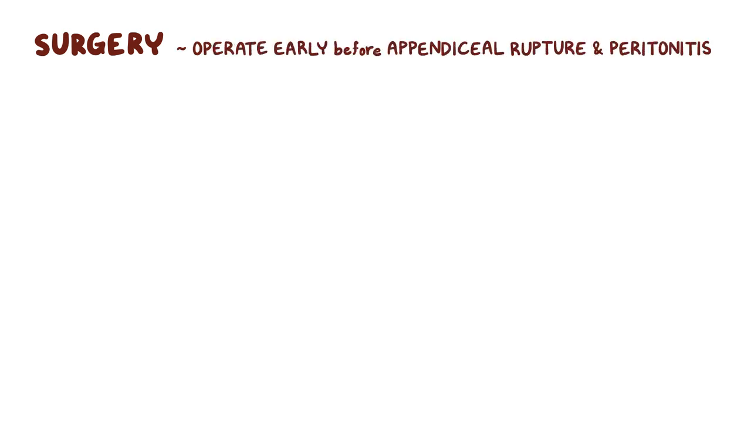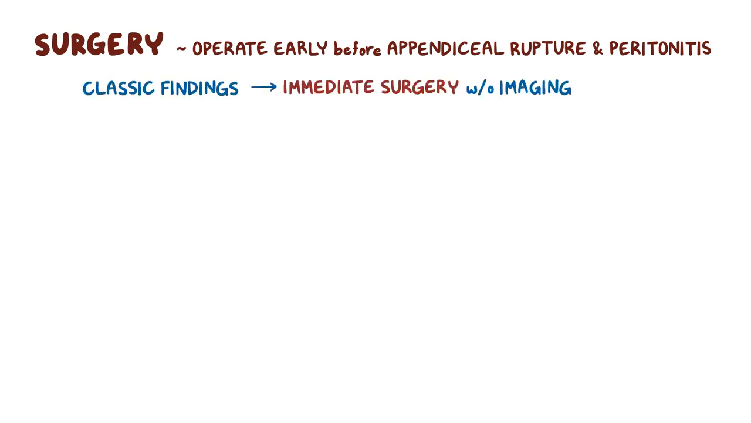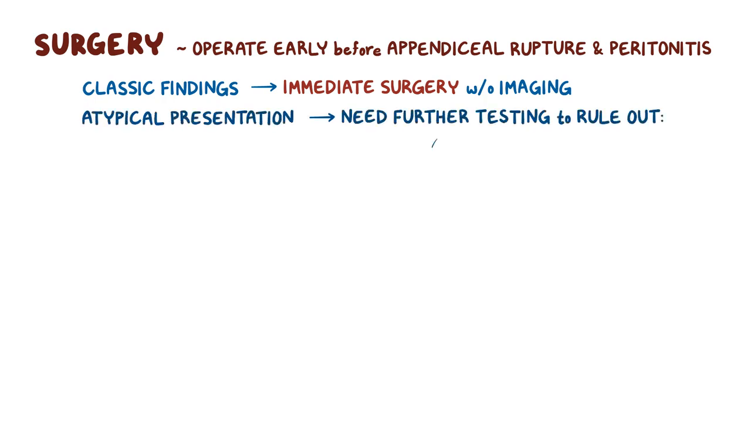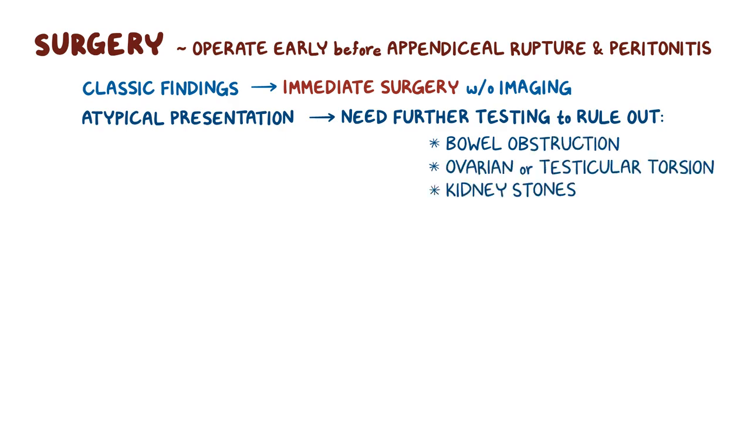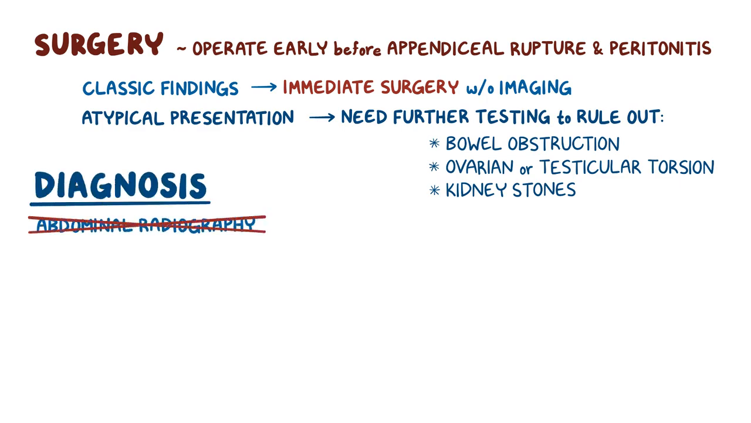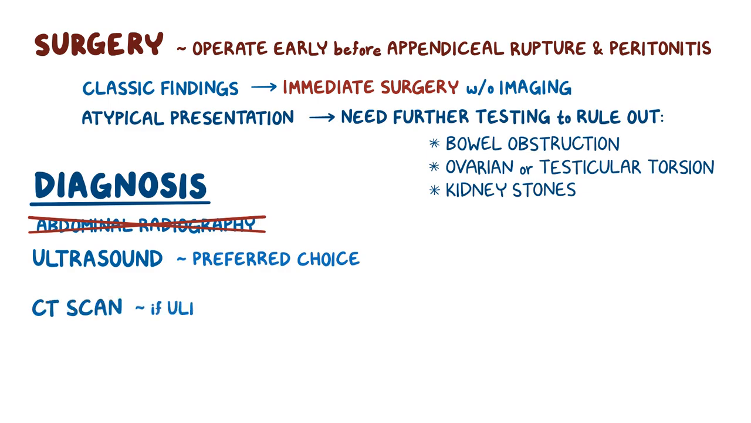The surgical goal of appendicitis is to operate early, before appendiceal rupture and peritonitis develop. So individuals with classic findings might be taken for immediate surgery without imaging studies, while individuals with atypical presentation might need further testing to rule out conditions like bowel obstruction, ovarian or testicular torsion, and kidney stones. Plain abdominal radiography is not useful in making the diagnosis of appendicitis, and should not be routinely obtained. Ultrasound is the preferred first choice, while CT scan is done as follow-up if the ultrasound is inconclusive.